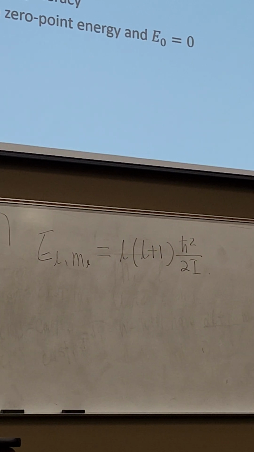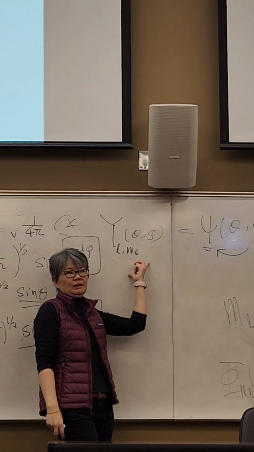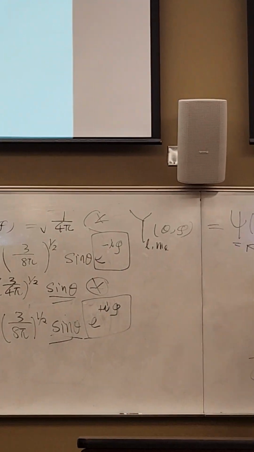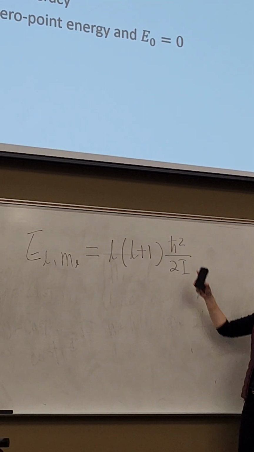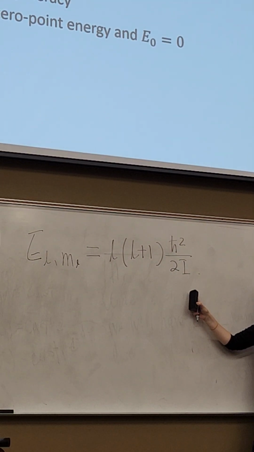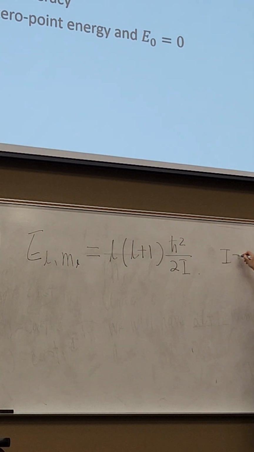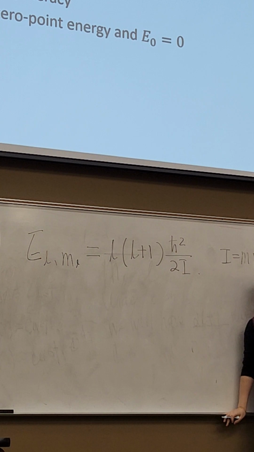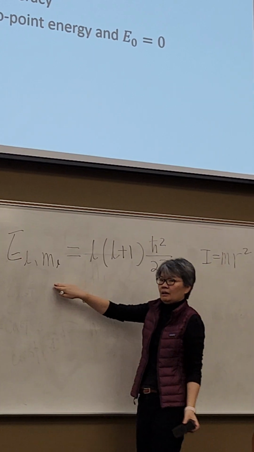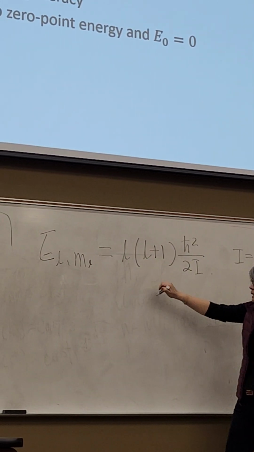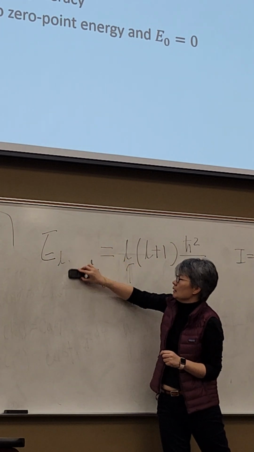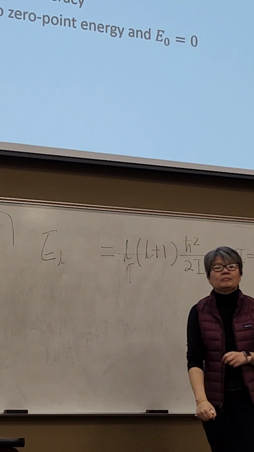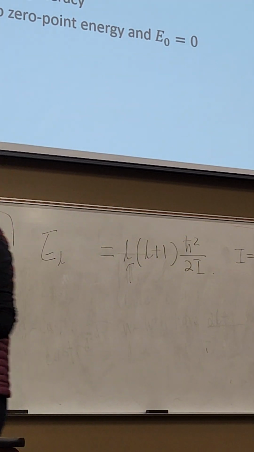Although quantum states are defined by two quantum numbers, however, for the energy, what do we have? You have a constant. I is the moment of inertia. I equals m r squared. So for a system, this is a constant too. So the energy is only determined for a particular system by which quantum number? Angular momentum. Angular momentum quantum number.